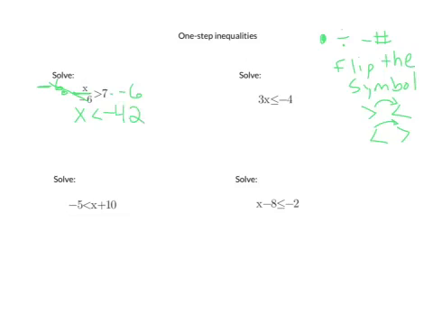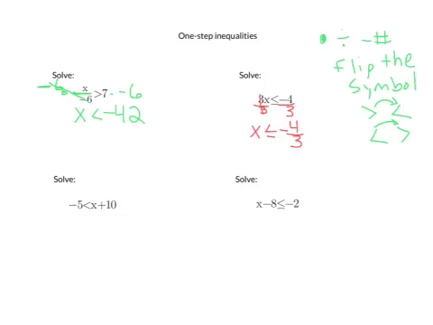In our next example, we have 3x less than or equal to -4. Since it's 3 times x, we're going to divide by 3. Divide by 3. And x is less than or equal to -4/3. Notice that we did not flip the symbol because the number we divided by, 3, is not negative. It does not matter what the number is on the other side. It's the number that's with the x that will flip the symbol.